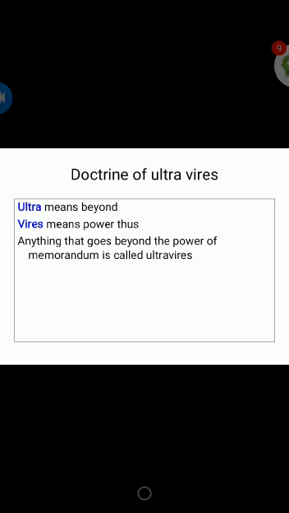So today's next topic we are going to discuss is the doctrine of ultra vires. Ultra means beyond, vires means power. So anything that goes beyond the power of the memorandum is called ultra vires, right? Outside the power of the memorandum, we call it ultra vires.